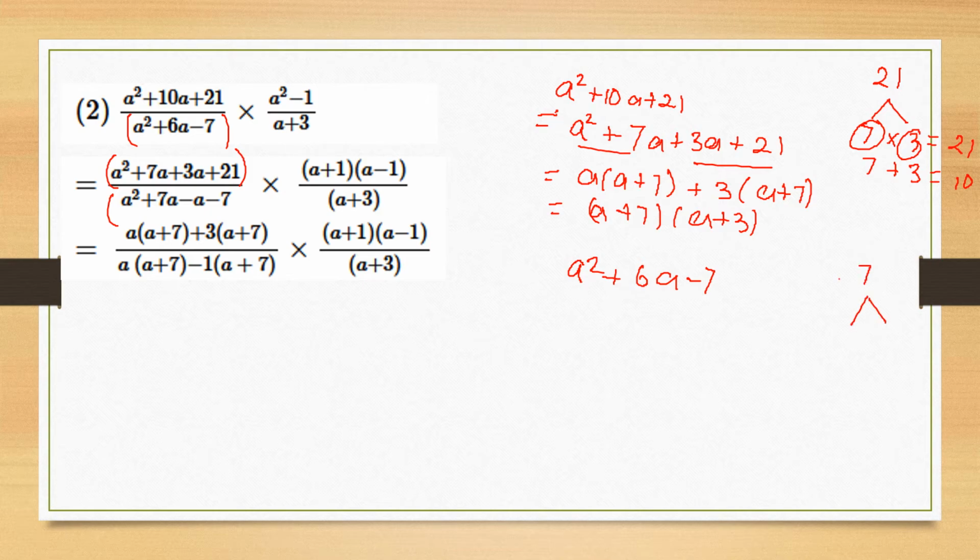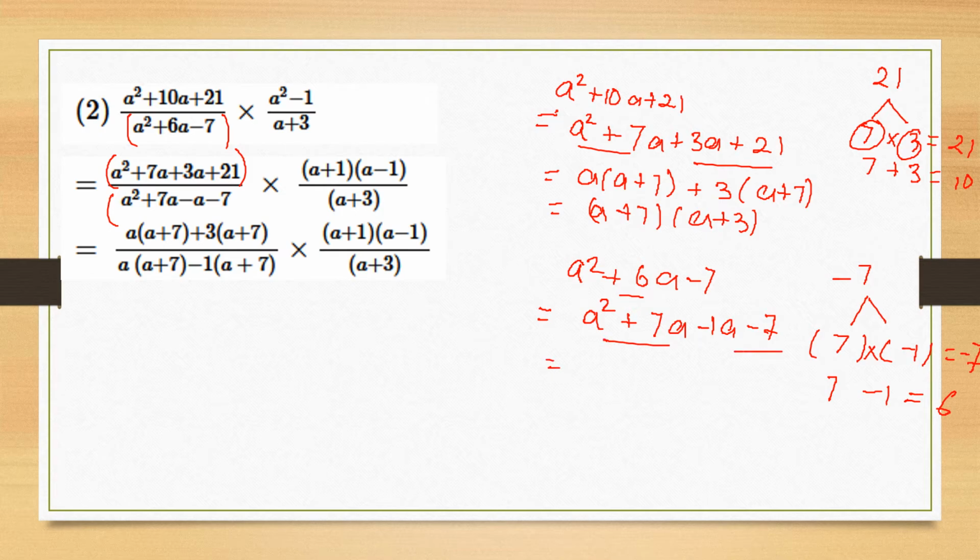Minus 7 is the last term here, and minus 7 we have to split into two such numbers that after multiplying we get minus 7, and after adding we should get 6. So you see, if you take 7 and if you take minus 1, 7 multiplied by minus 1 will be minus 7, and 7 minus 1 will give you plus 6, which is there in the middle term. So we can split this, a square plus 7a minus 1a minus 7.